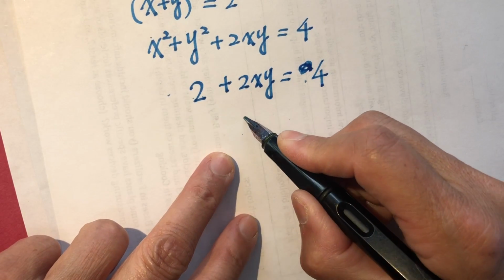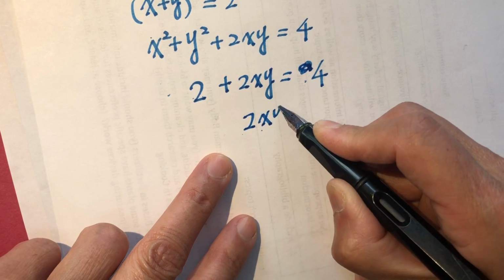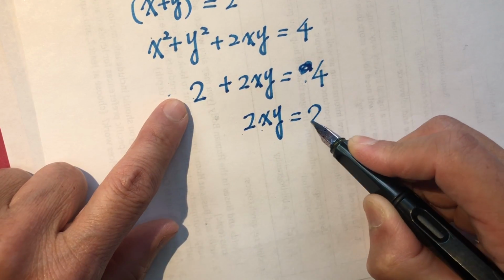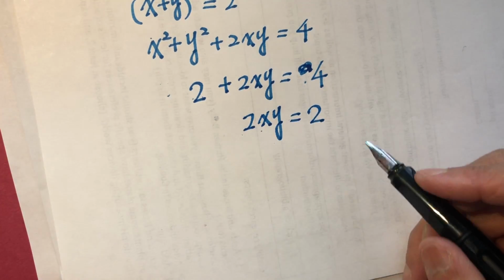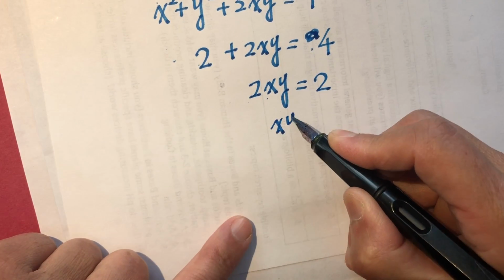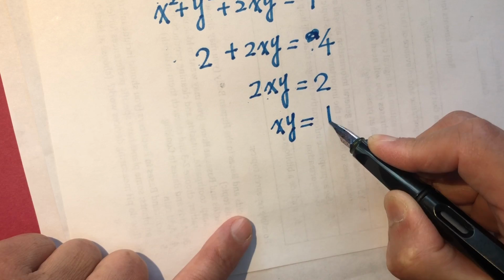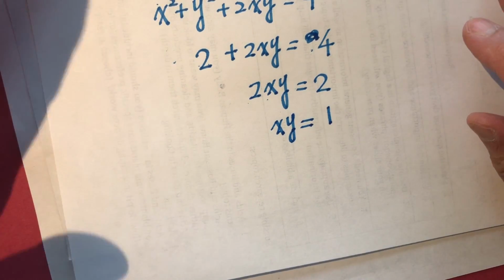We copy it. And then 2xy equals 2. Move this one to the other side. X times y equals 1. And that is the answer.